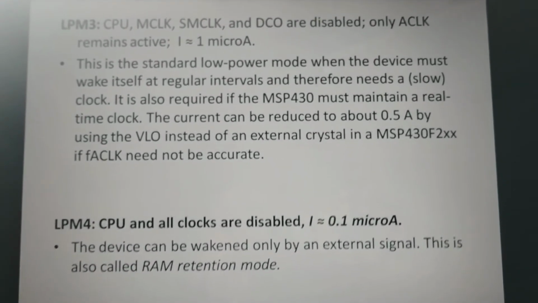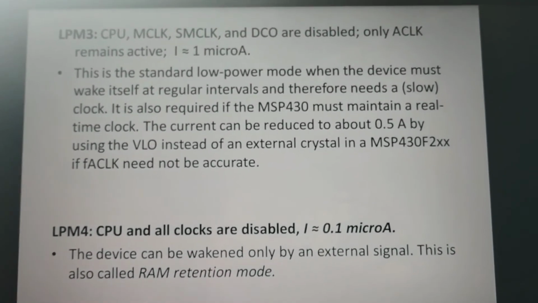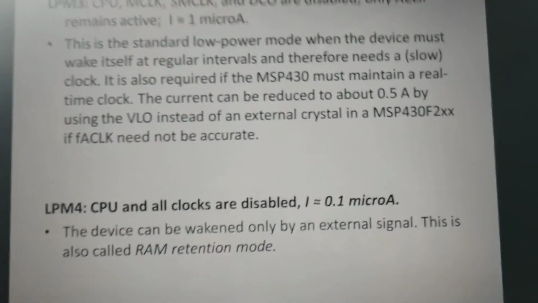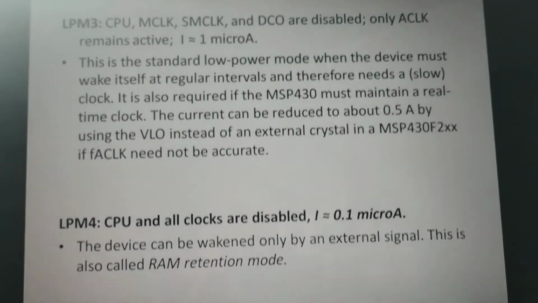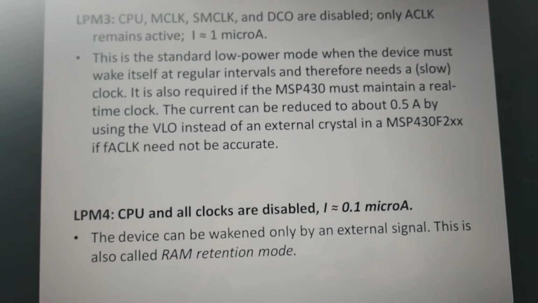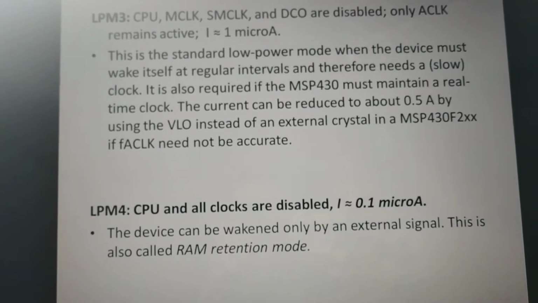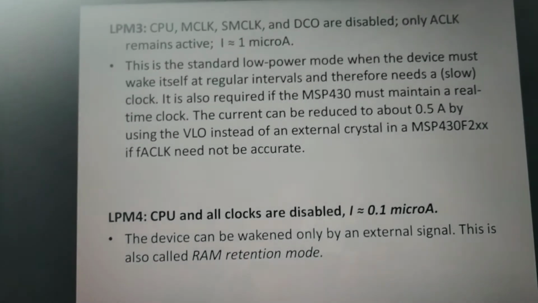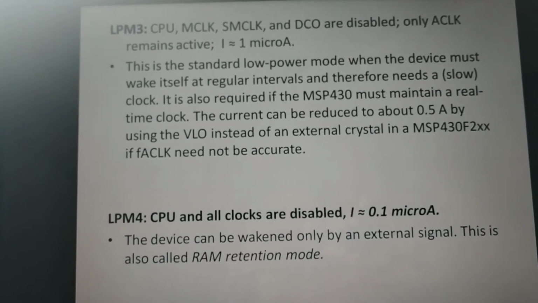So in LPM4, all clocks are disabled. It is called the RAM retention mode. The only difference between switching off the device and here is that whatever is there in the RAM will be retained. If you switch off the device, RAM we know is volatile. It will lose whatever data was there in the RAM. Here, whatever is there in the RAM is retained.